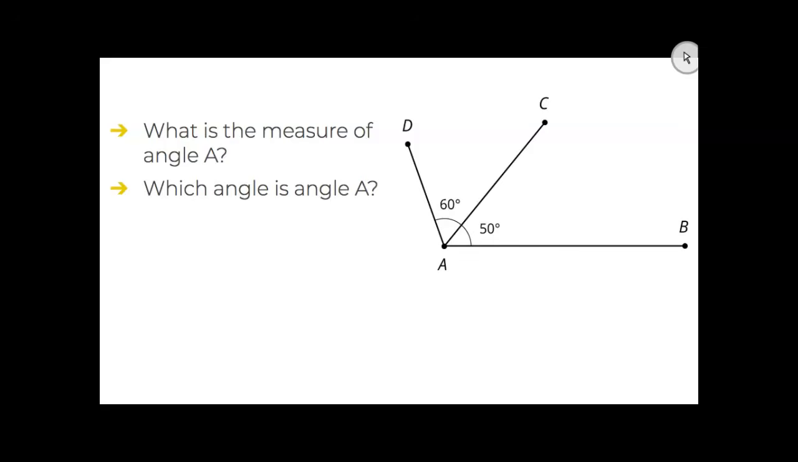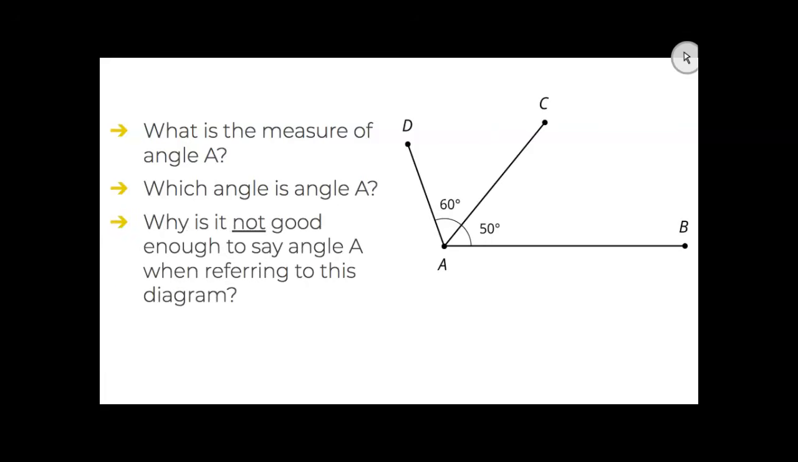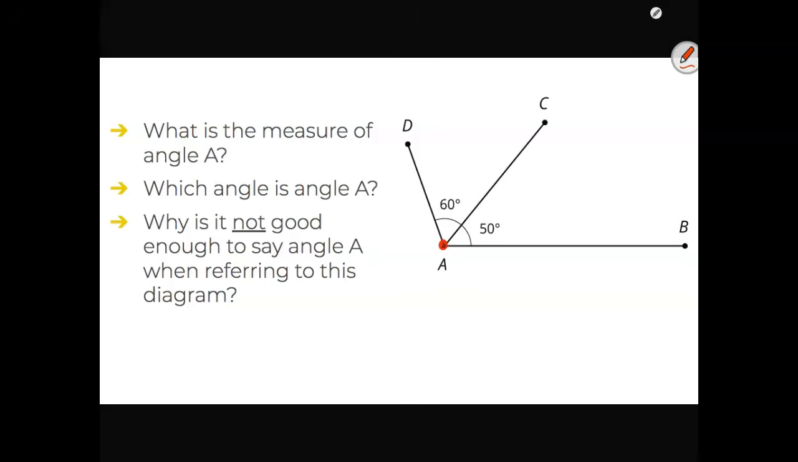First of all, you might ask yourself, which angle is angle A? The last time it was kind of clear, but here it's not so easy to tell what angle A is. The reason why is because there's a vertex right there, but does it refer to this angle? Does it refer to this angle? Does it refer to the entire angle? It's hard to tell what's going on here.